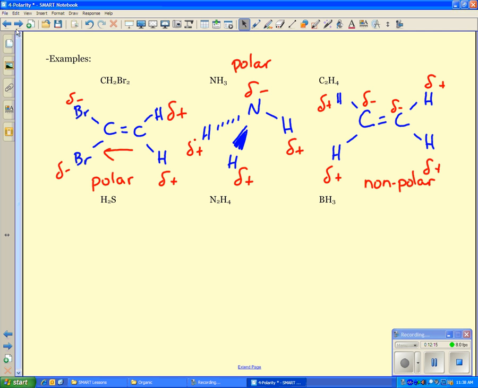H2S, next example near the bottom. This forms a bent or V-shaped molecule, just like water does. Sulfur in the middle and hydrogens on the outside. And if you compare their values, sulfur is 2.6, hydrogen is 2.2. So still a slight difference in those electronegativities. Electrons are getting pulled towards the sulfur, and this is a non-symmetric molecule, so it is polar.